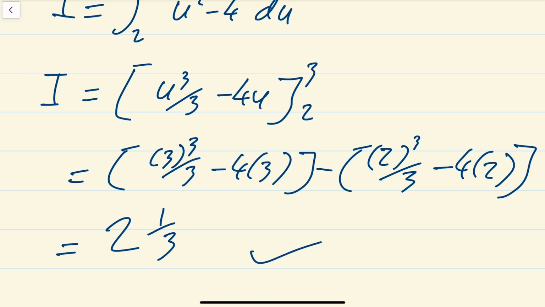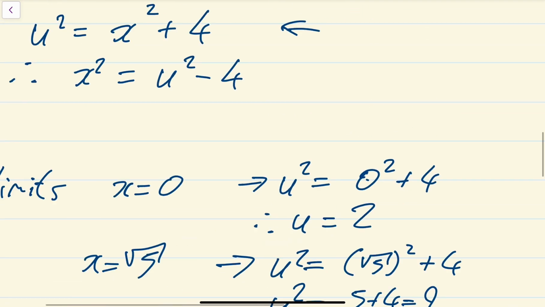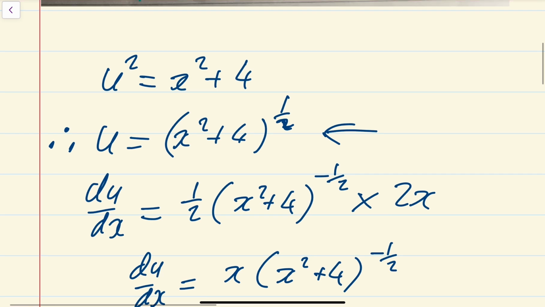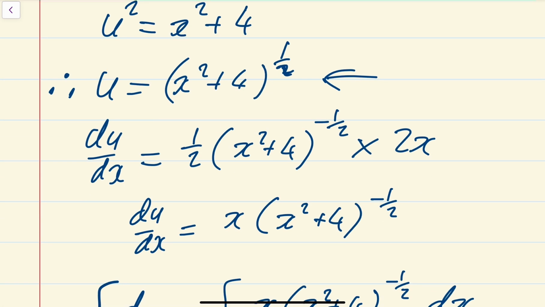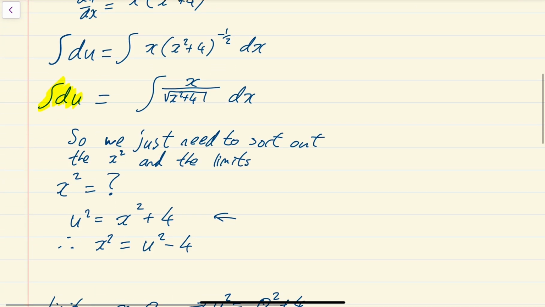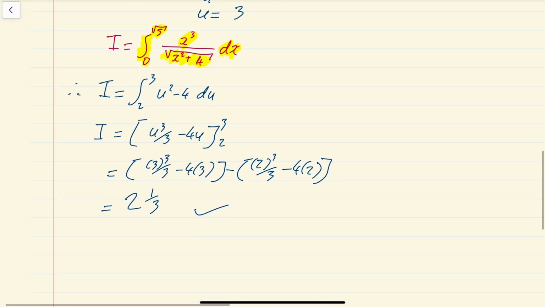Difficult question. The big takeaway from this is this wee bit up here: getting your u in terms of x, and then you can differentiate to get your du by dx, and then do the wee conversion. That's a big bit that people will get wrong in a question like this. So there's your answer.